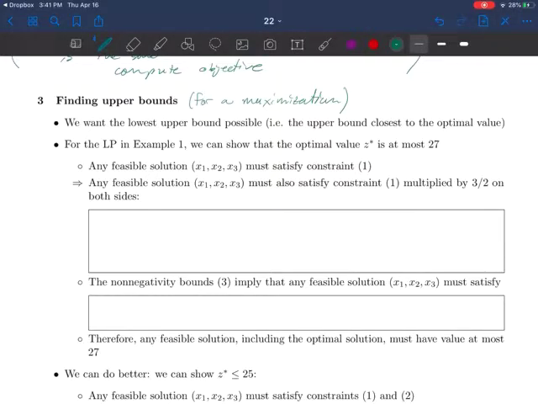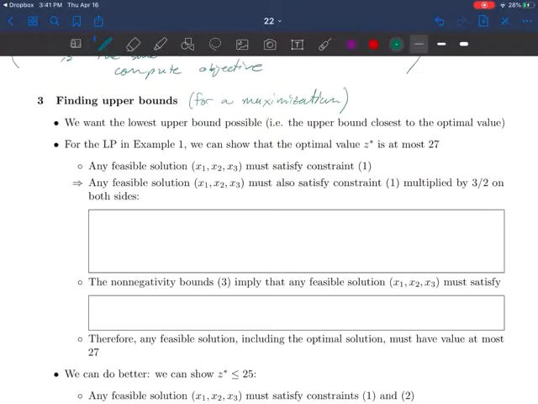And I'll note again the parallel thing. The parallel difficult thing is finding lower bounds for a minimization problem. We want the lowest upper bound possible. And how do we do that?